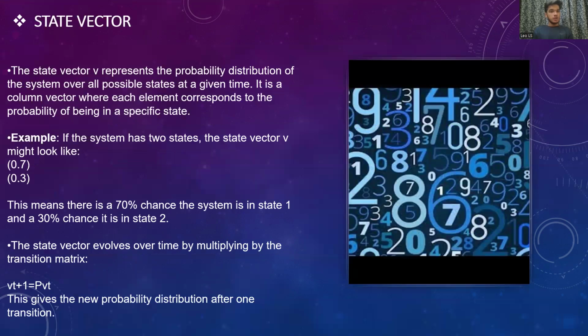State vector. The state vector V represents the probability distribution of the system over all possible states at a given time. It is a column vector where each element corresponds to the probability of being in a specific state. Example: if the system has two states, the state vector V might look like 0.7, 0.3. This means there is a 70% chance the system is in state 1 and a 30% chance it is in state 2. The state vector evolves over time by multiplying by the transition matrix. V(t+1) is equal to P V(t). This gives the new probability distribution after one transition.